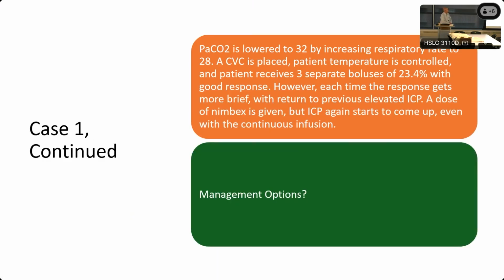In this case, we lowered PaCO2 to 32. We increased the respiratory rate to 28. We placed a central Zoll catheter. The patient's temperature is now controlled. The patient receives 3 separate boluses of 23.4 with good response, but each time the response gets more brief with return to previous elevated ICP. A dose of Nimbex is given, but ICP starts to come up again even with the continuous infusion. What are our management options now?